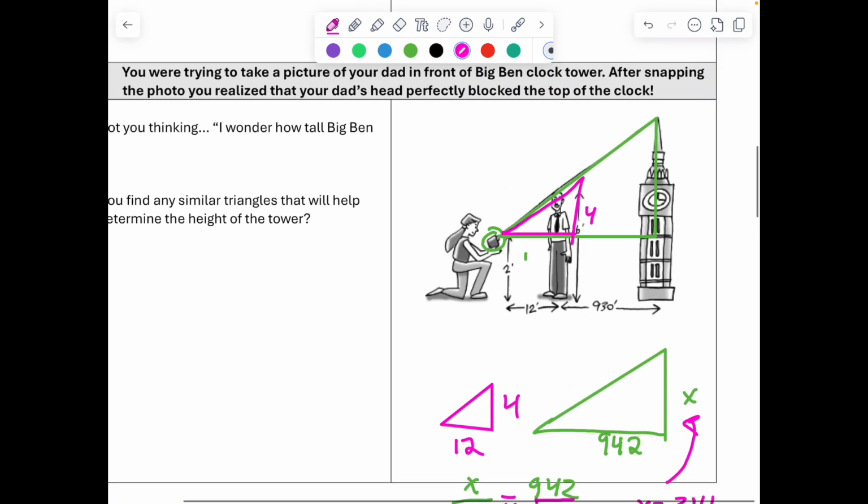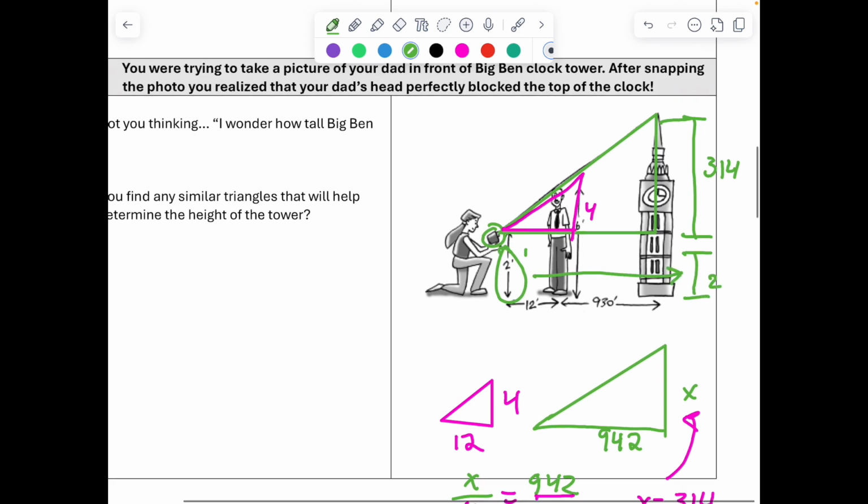So Big Ben, oh wait, here's the thing though. Just this portion is 314. But reminder, our camera sits 2 feet off the ground. So we actually need to add these together. So that's going to be 316 feet off the ground.